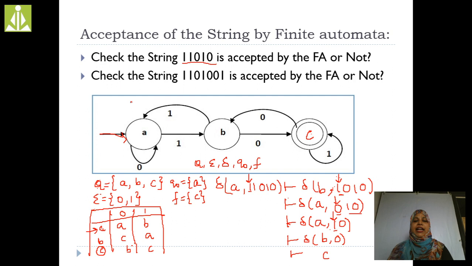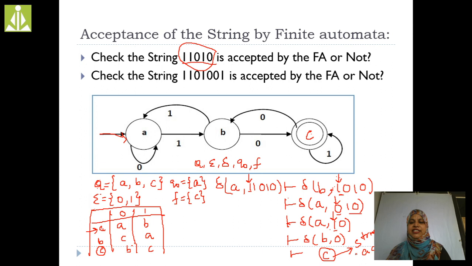Here, in my DFA, which one is the final state? C is the final state. We are reaching the C state. So while we process this string on the given finite automata, we are reaching the final state. Therefore, the string is accepted.